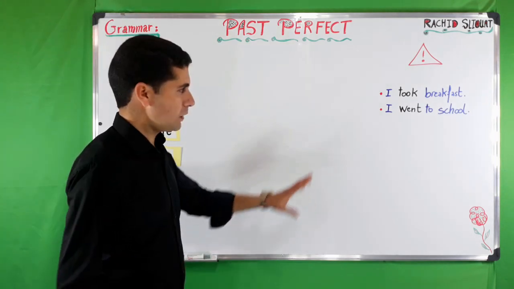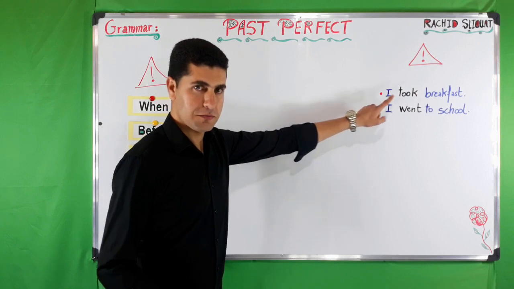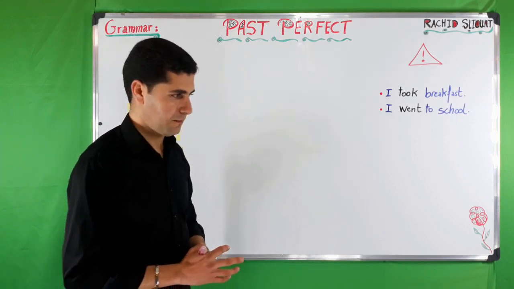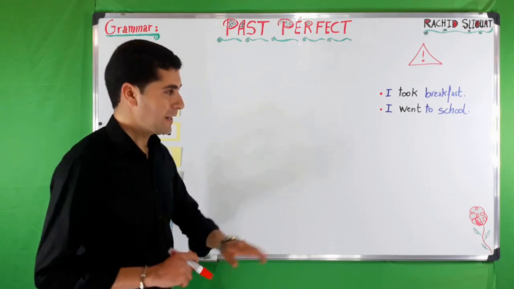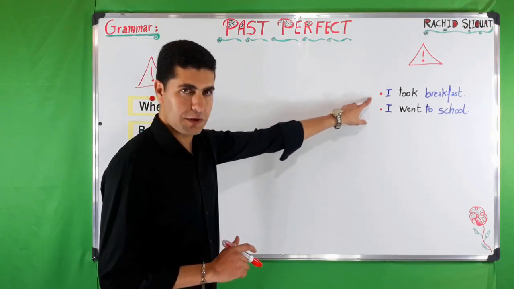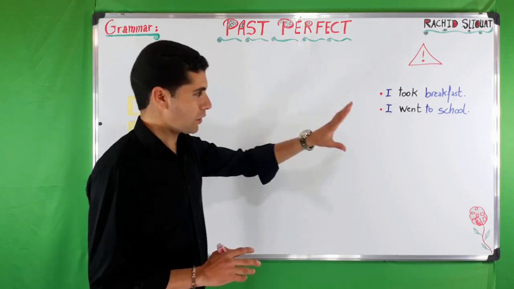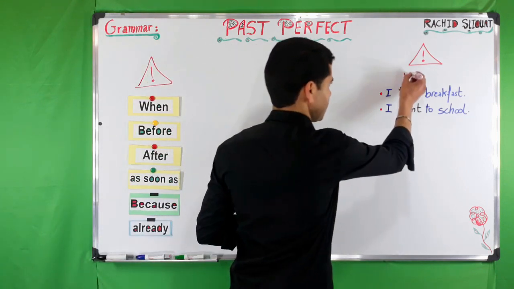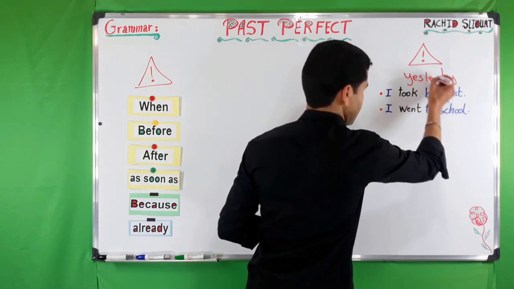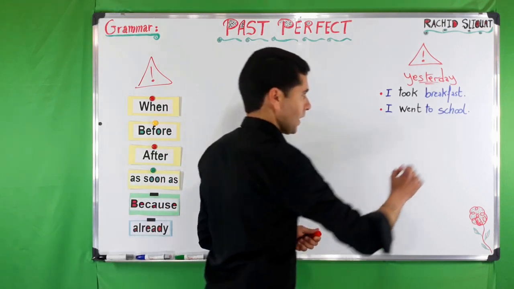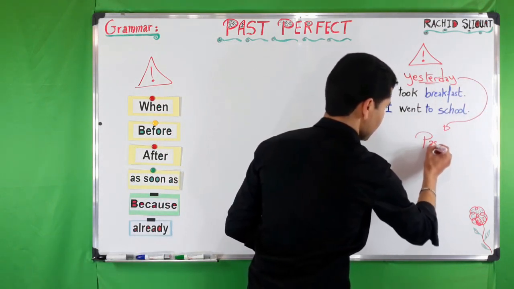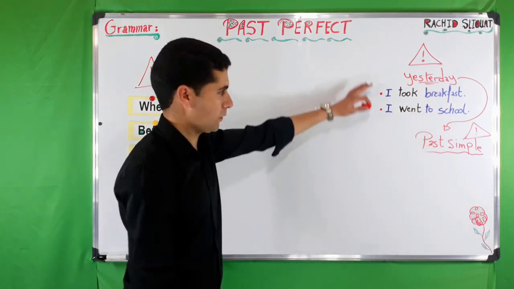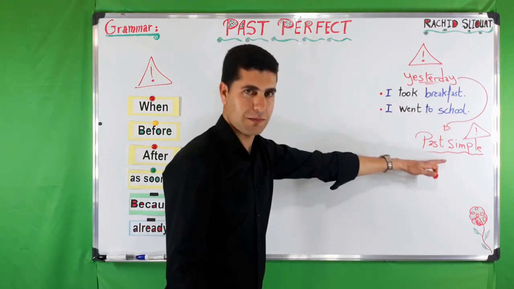All right, now let's look at these two sentences. Number one, I took breakfast. Number two, I went to school. Now here we've got two actions. Both of them happened yesterday. And when we talk about yesterday, this has to do with what we call the past simple. So these two actions happened yesterday, so we are talking about the past simple.